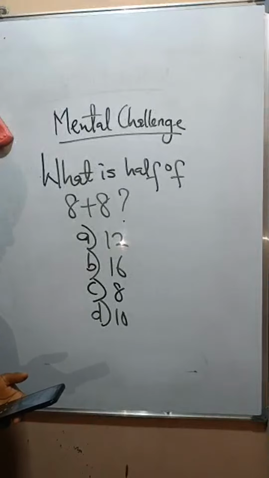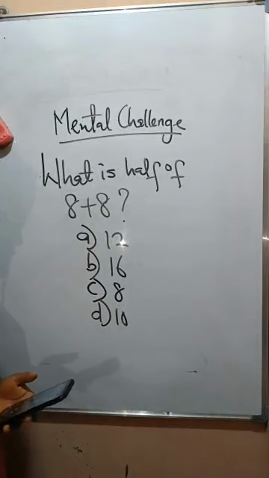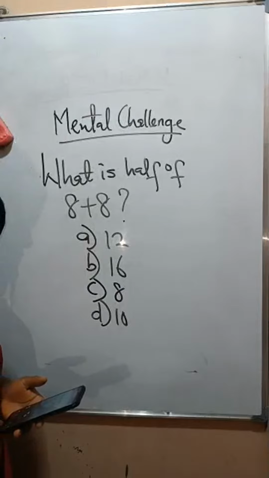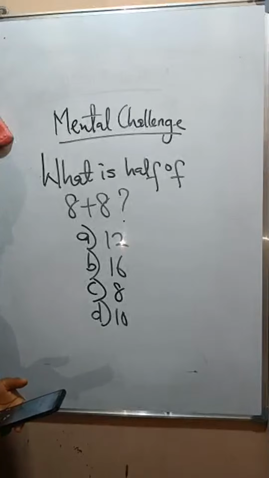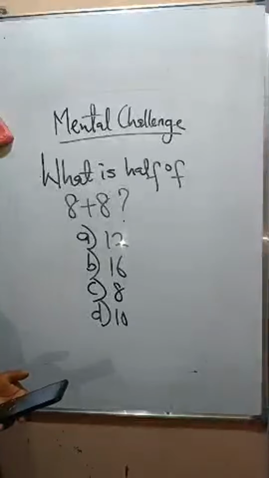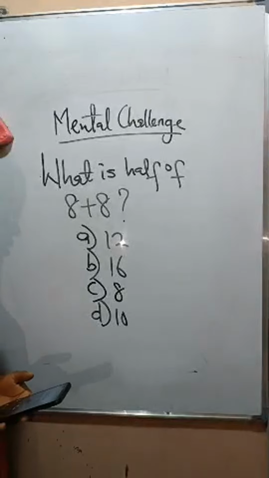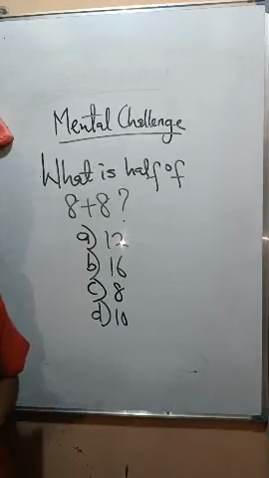So let's go. What is half of 8 plus 8? Option A is 12. Option B is 16. Option C is 8. And option D is 10. Okay, so let's go. If it says it's 12, half of 8 plus 8.